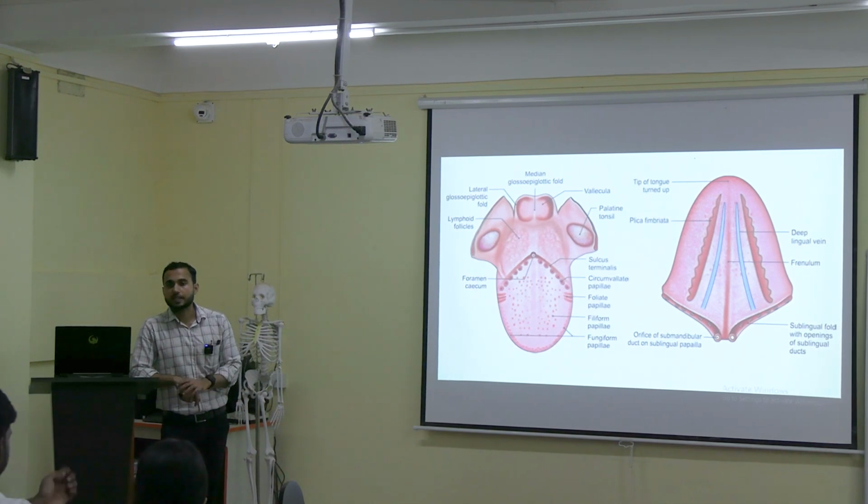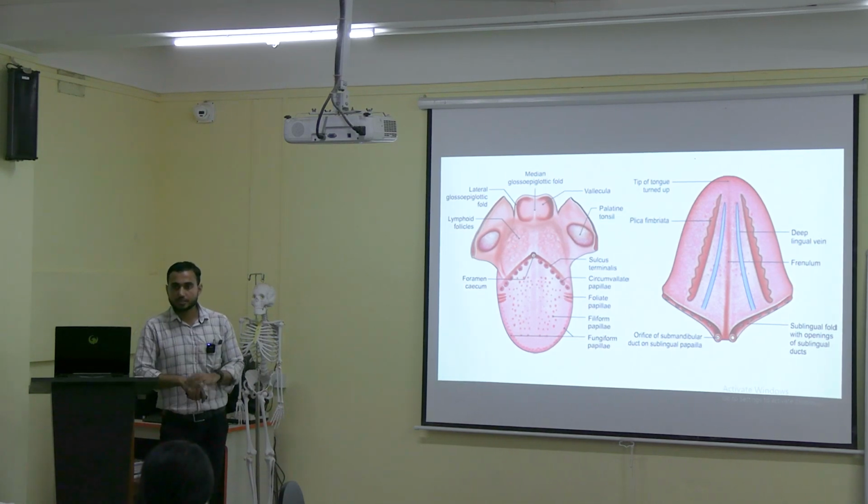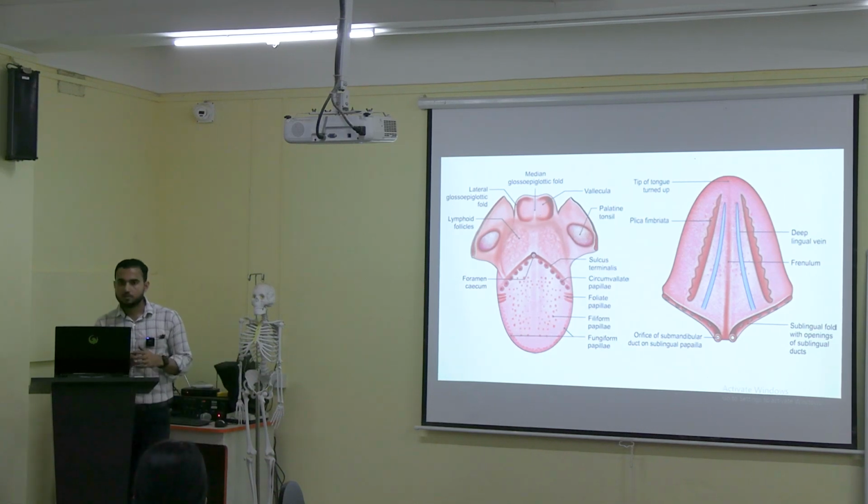Lymphoid follicles are present, an aggregation of lymphoid follicles, and these are called the lingual tonsil. As you can see, the aggregation of lymphoid follicles is present over here, and these are called the lingual tonsil. That's why this particular part is rough.